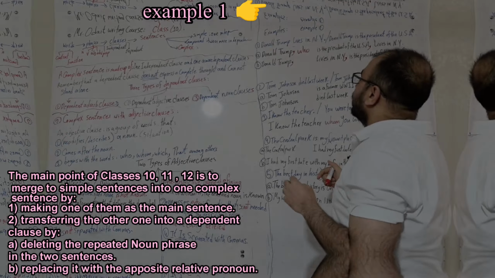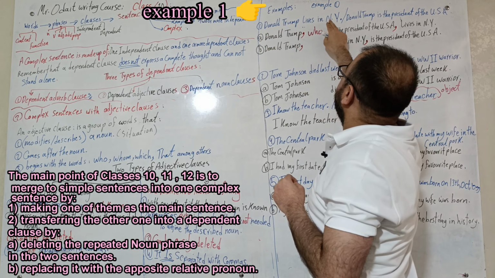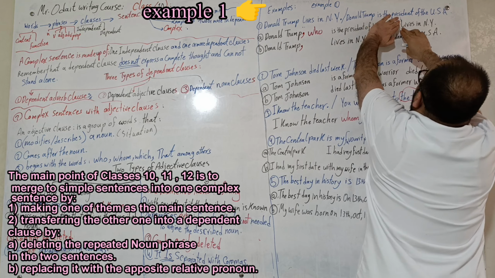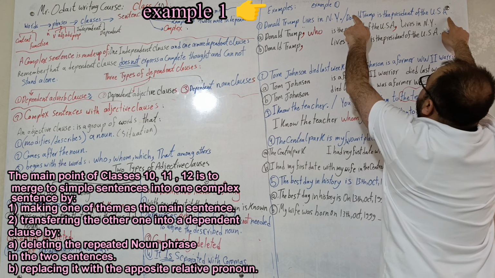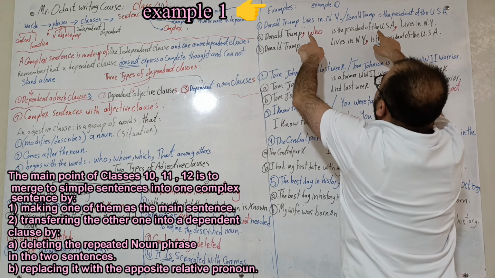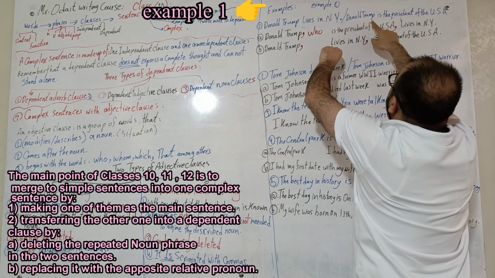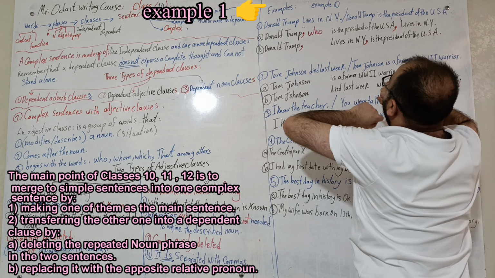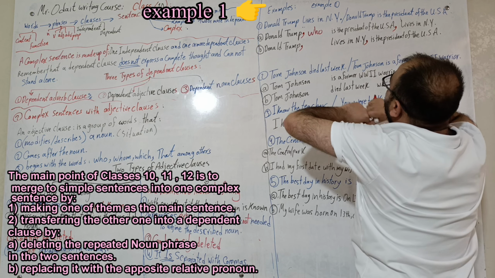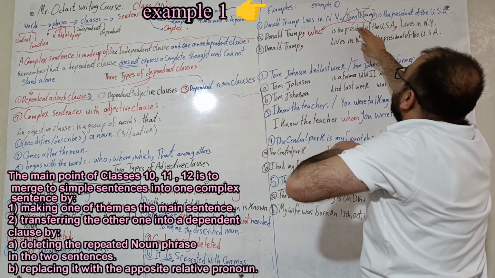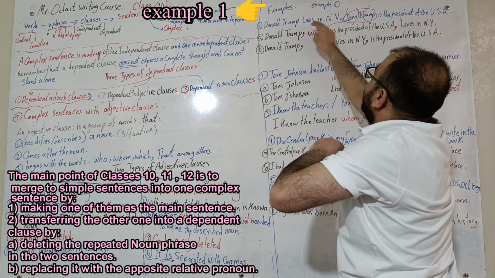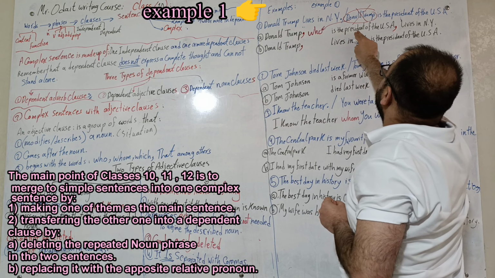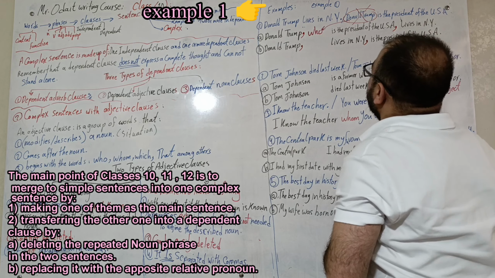And here, my friends, I use the first simple sentence as the main sentence, Donald Trump lives in New York, and then I use the second sentence to make a description for the noun, and I transfer it into a dependent adjective clause. How to change it into a dependent adjective clause? All I need, my friends, is to delete the name Donald Trump because it's repeated and I'm describing it, and I use this pronoun. I say Donald Trump, who is the President of the United States, lives in New York.